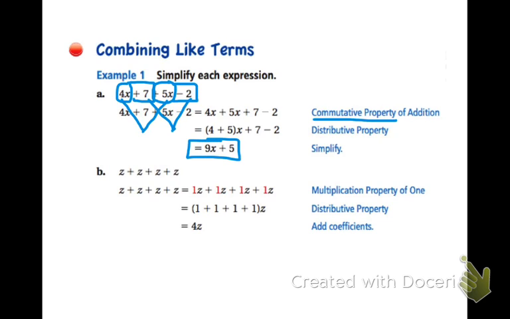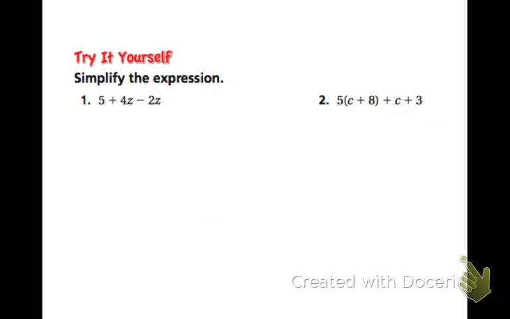In example B, when you're adding together the variables, make sure that you know that if you don't see a coefficient, it's always assumed to be 1. So there's 1, 2, 3, 4 z's. So go ahead and try these on your own, or follow along with the note-taking.